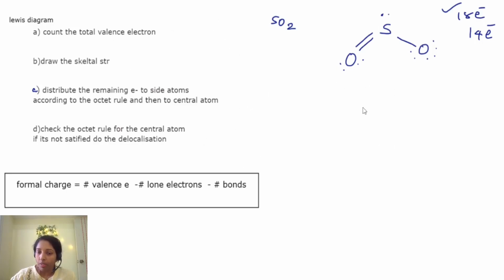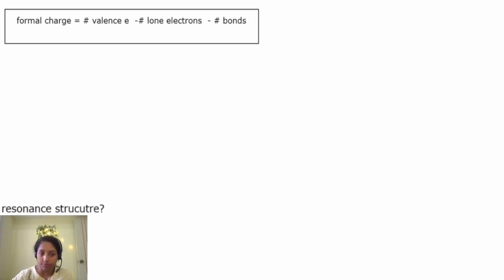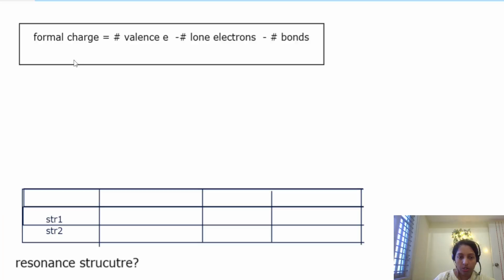But see, for sulfur dioxide, this is not the only Lewis diagram, okay? Some molecules can have more than one Lewis diagram. For sulfur dioxide, what we got is this one, right? So one is a double bond and the other one is a single bond with 6 valence electrons, here 2, 4 valence electrons, and the extra valence electron is on the sulfur.